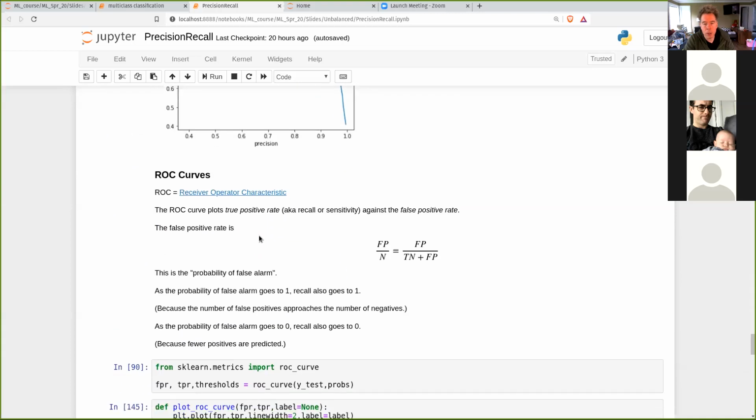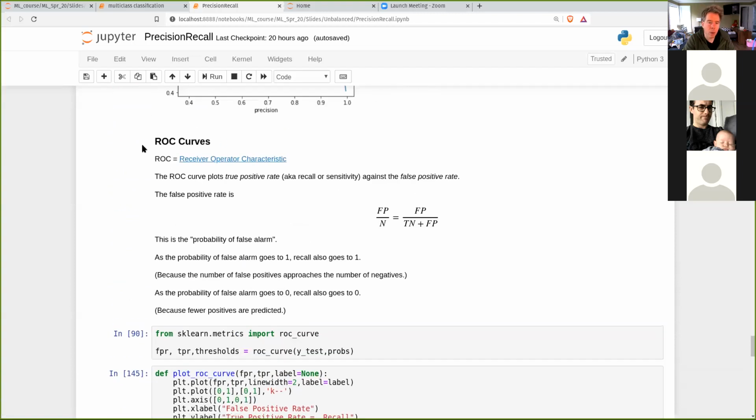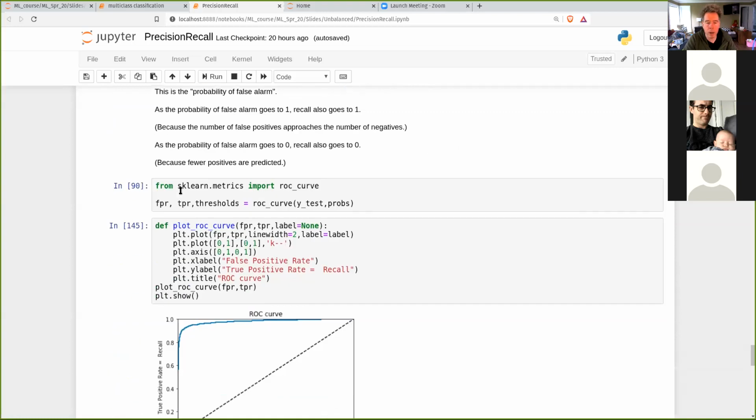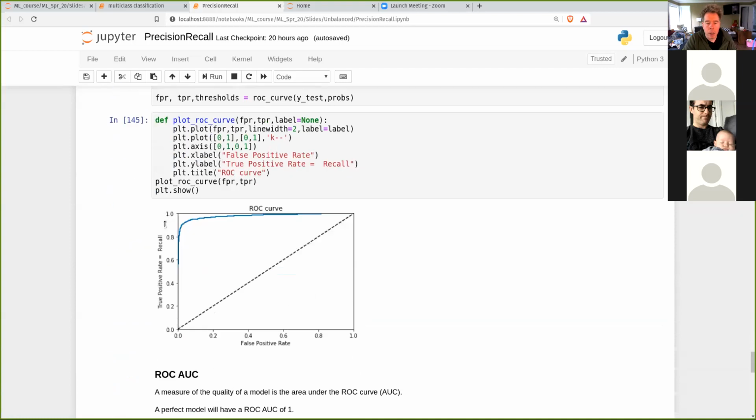Instead of using this curve, we're going to use a slightly different curve called the ROC curve. ROC stands for receiver operator characteristic. So this is totally 40s or 50s kind of terminology, I guess. I have no idea why they called it that or what the history of this concept is. But on the y-axis of the ROC curve, there is what they call the true positive rate, which is the same thing as recall. And on the x-axis is what they call the false positive rate.